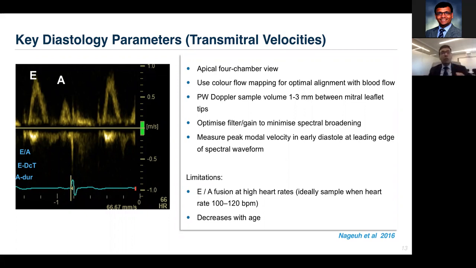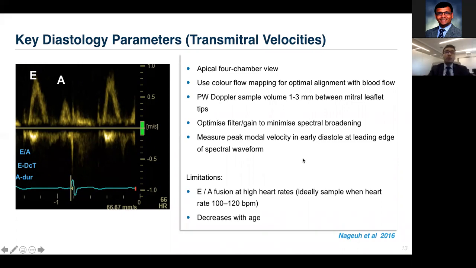Now, what are the limitations? Limitations are usually related to fusion at higher heart rates. Sometimes E and A waves are fused together, and in that situation, it may be necessary to measure more carefully, and sometimes the A wave velocity might not need to be measured, particularly if the E and the A waves are completely fused together. And these parameters also alter with age.